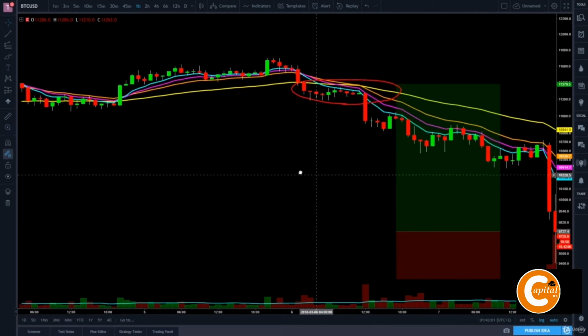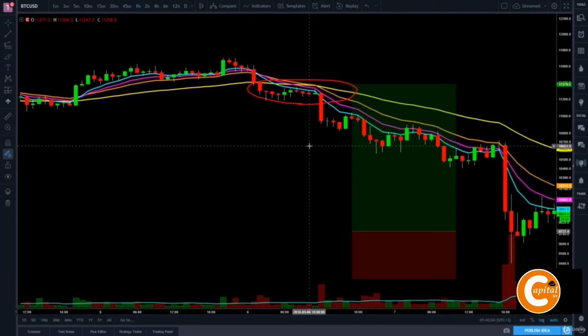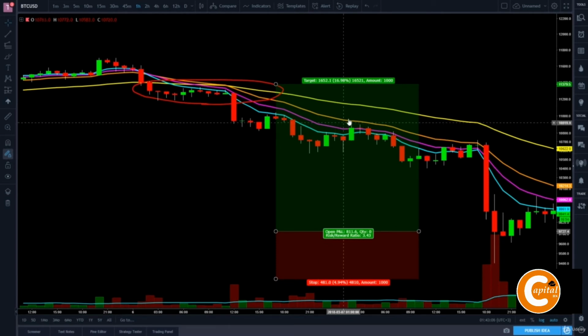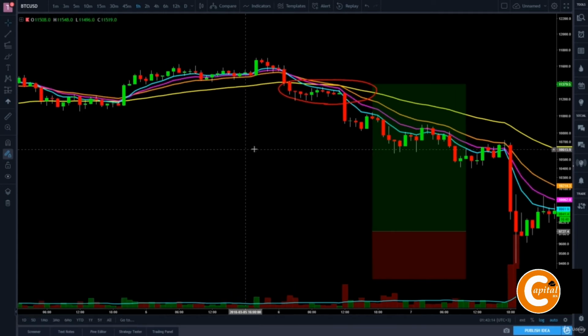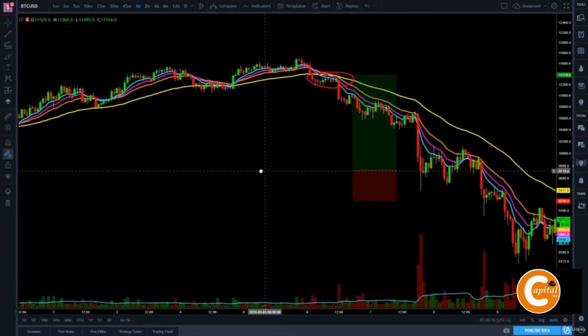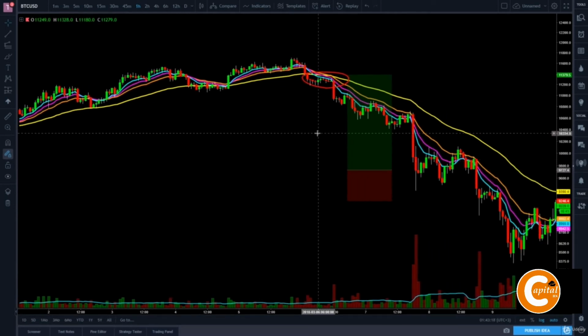So in this trade, just respecting a few rules, you would have made 17% of your position right there. So if you have played a $10,000 position right there, you would have made $1,700 in just 2 or 3 days by just following this very simple strategy.